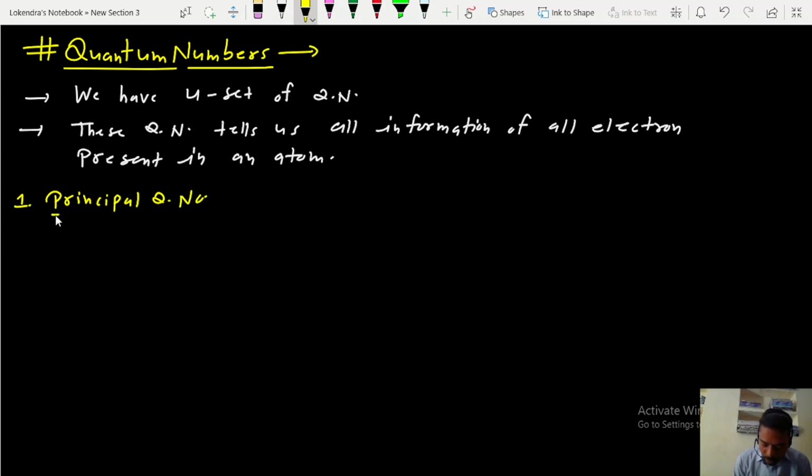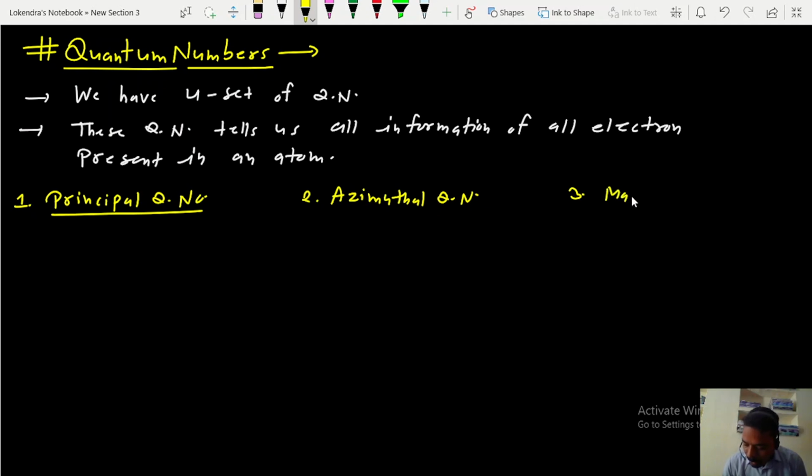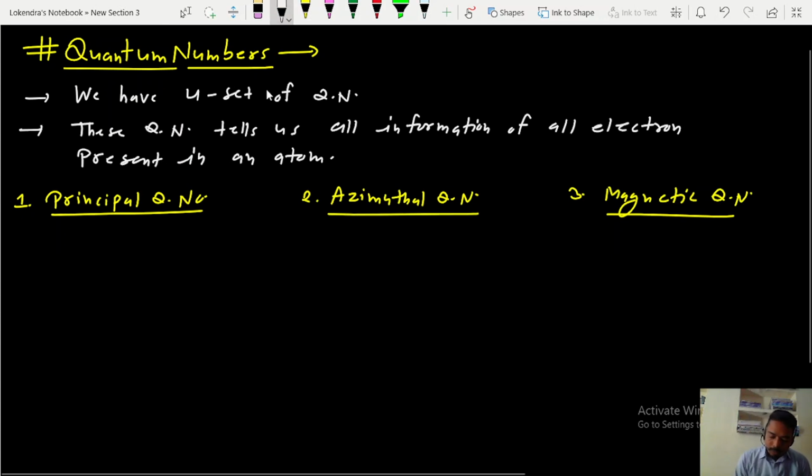Principal quantum number. And the second quantum number we have is the azimuthal quantum number. And the third one we have is the magnetic quantum number. Okay, so the first quantum number we have is the principal quantum number.